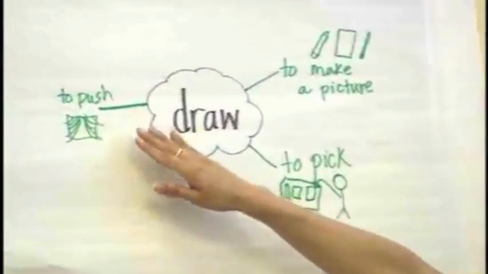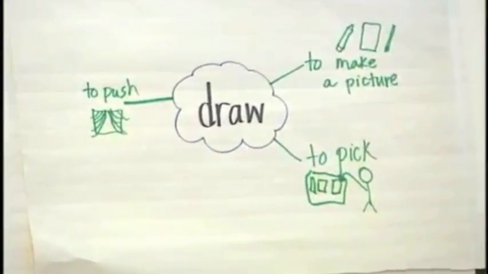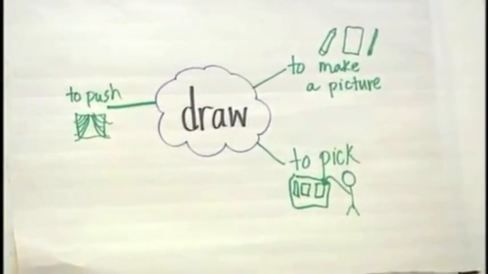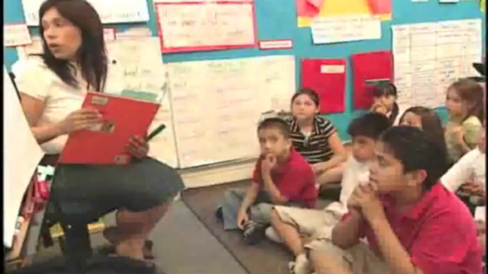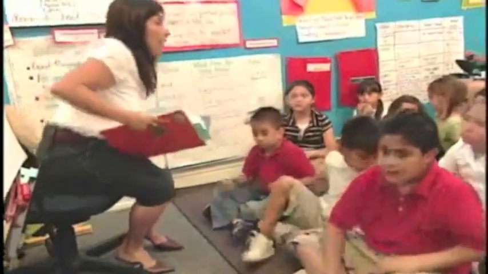But now you know that there's different ways to use the word draw. It could mean to pick something, to draw something out of a hat, to draw a card. It could mean to push aside when you draw the curtains. Okay, so those are different ways that you can use the word draw. We're going to practice some more. Can you go to your seats and show me that you're ready?